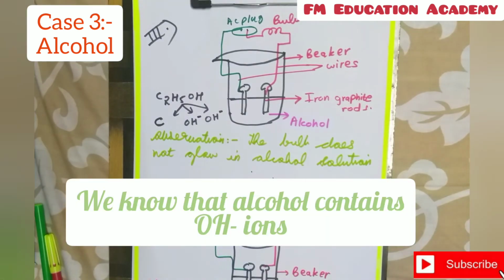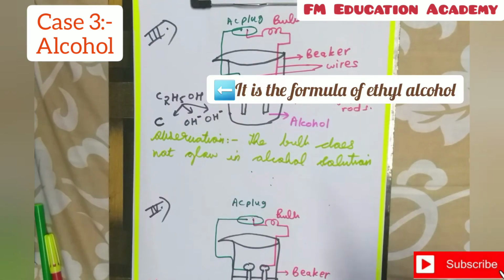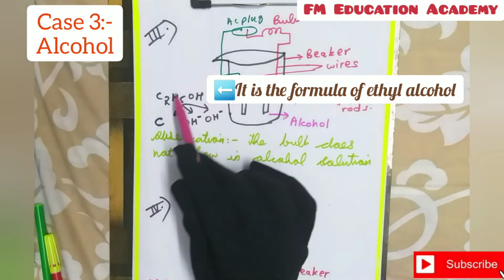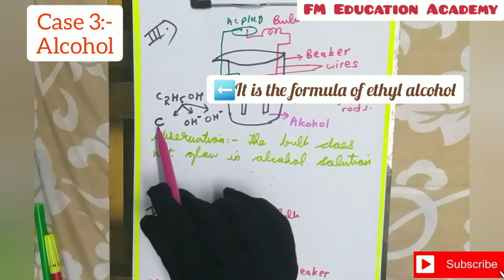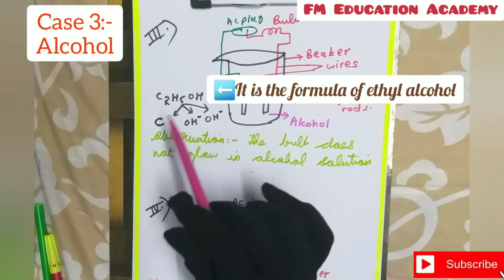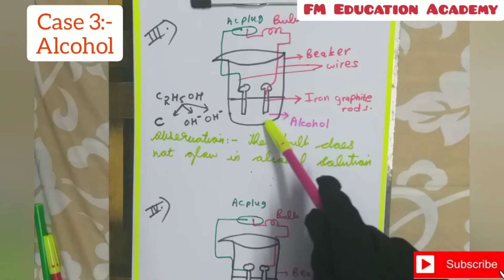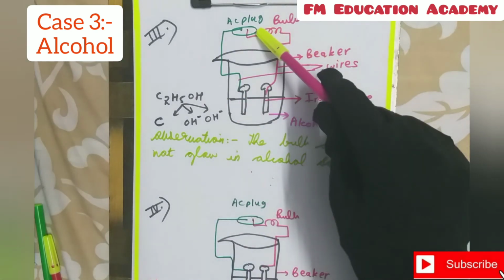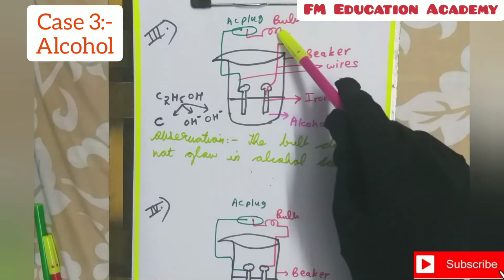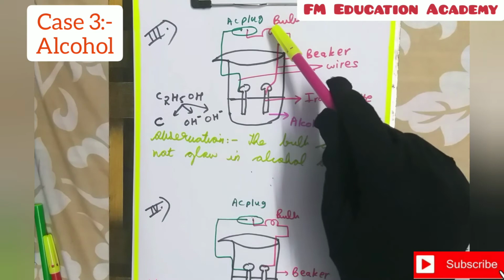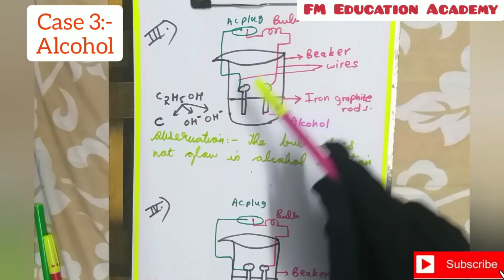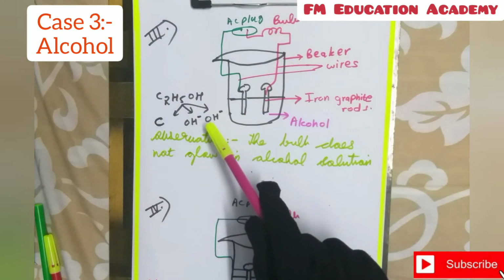We know alcohol contains OH minus ions. Suppose I take C2H5OH, the main ion which can be split is carbon, and there are only OH minus ions in alcohol. Remember that. When we add alcohol solution to this beaker and switch on the supply, we observe that the bulb does not glow. Why does the bulb not glow? The bulb does not glow because here OH minus ions are there.